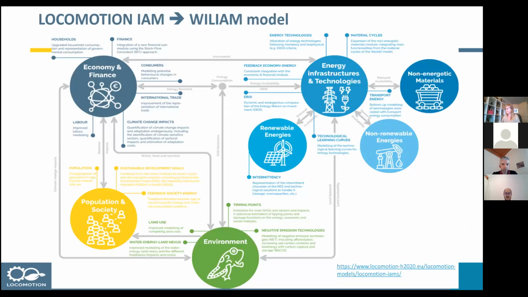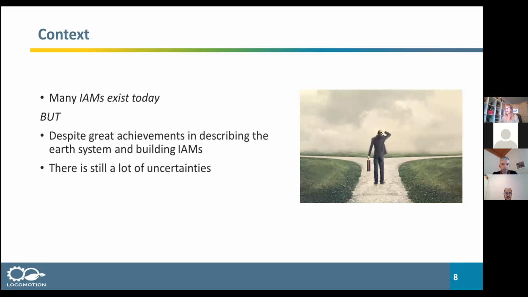So this is the integrated assessment model of locomotion, which is called William, which has different modules: the energy, economy, population, society, and environment. If you need more details on it, you can go to the page here, but I won't go into more detail about the model now. Just to come back to the IAMs, there are many more integrated assessment models that have existed since the 90s. We will show you in the studies. But as we said, there is still a lot of uncertainty related to the data and the processes.